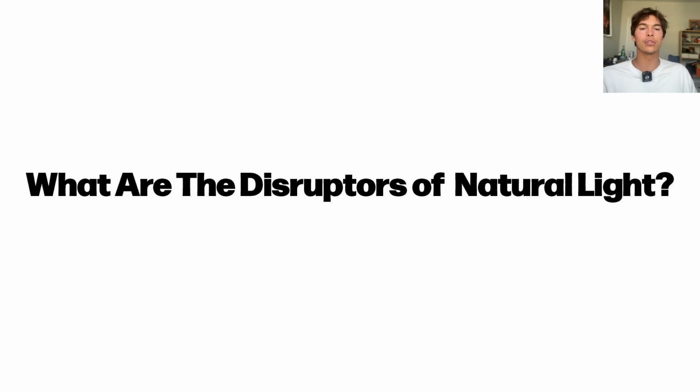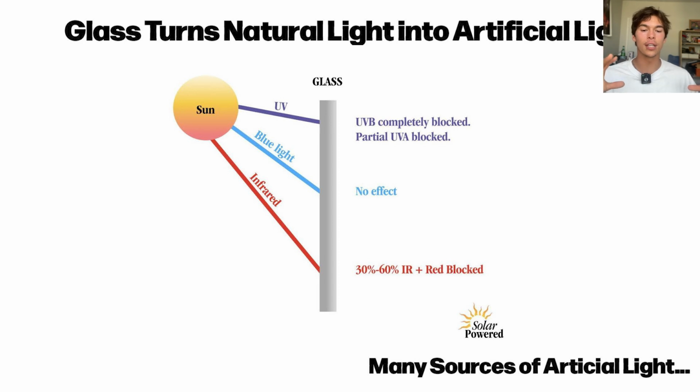So what are those natural disruptors of light that we talked about? The first one we mentioned was windows. Glass will turn your full spectrum sunlight into artificial light. It completely blocks that UVB, which we had the vitamin D and POMC benefits. It partially blocks that UVA, so we have less nitric oxide.